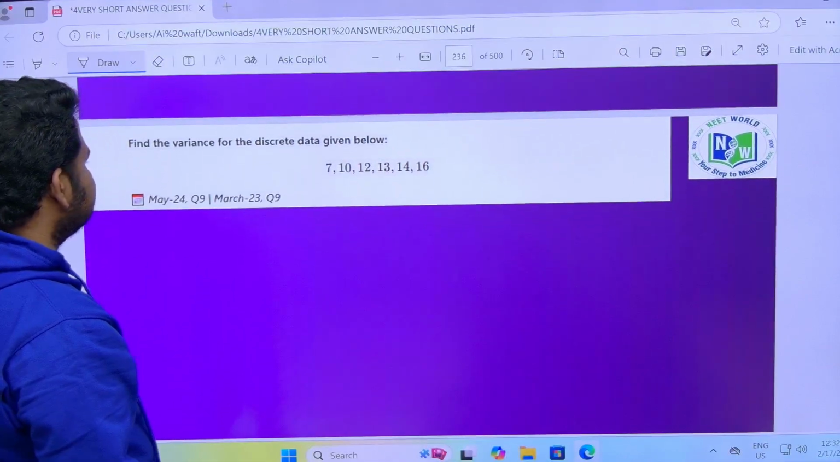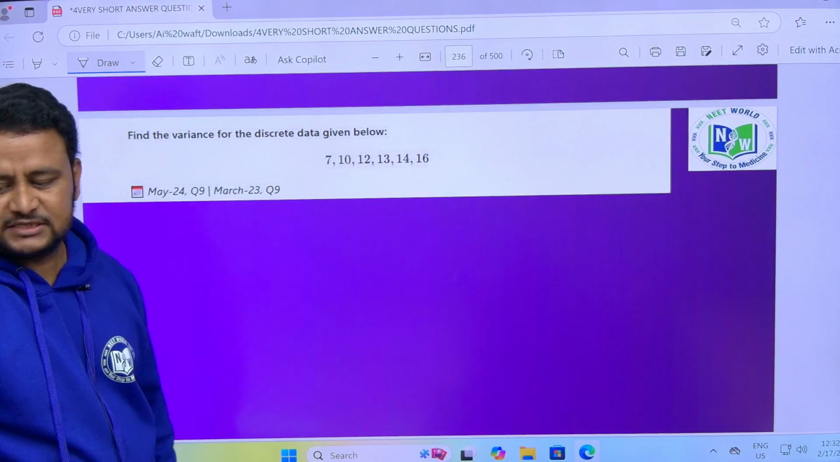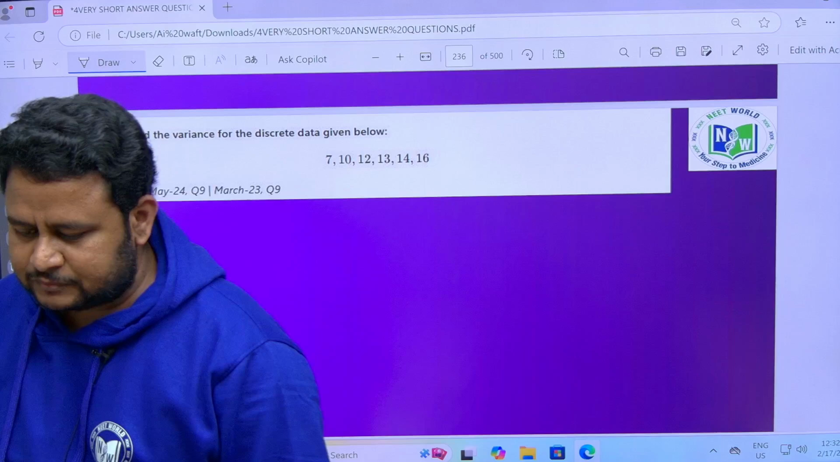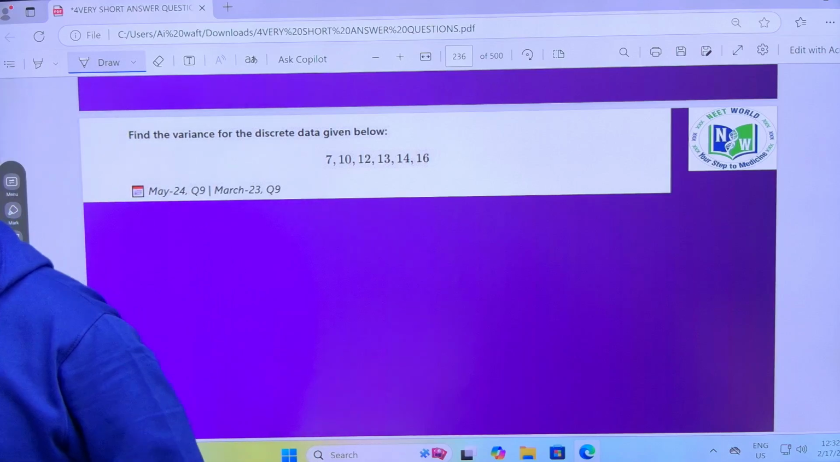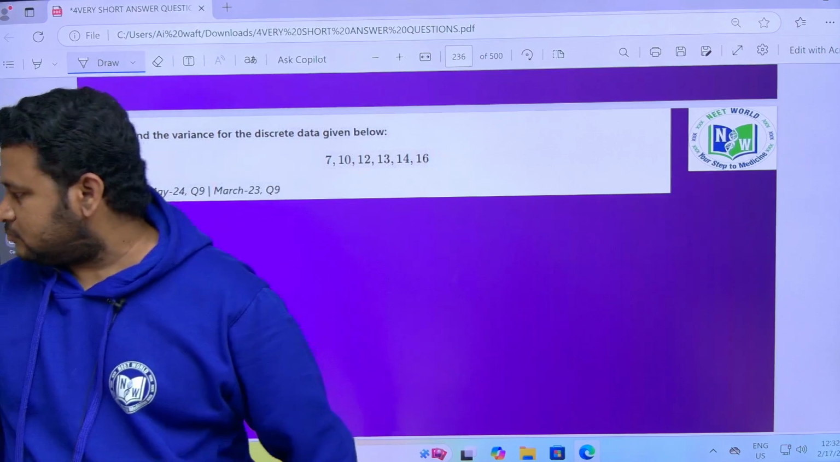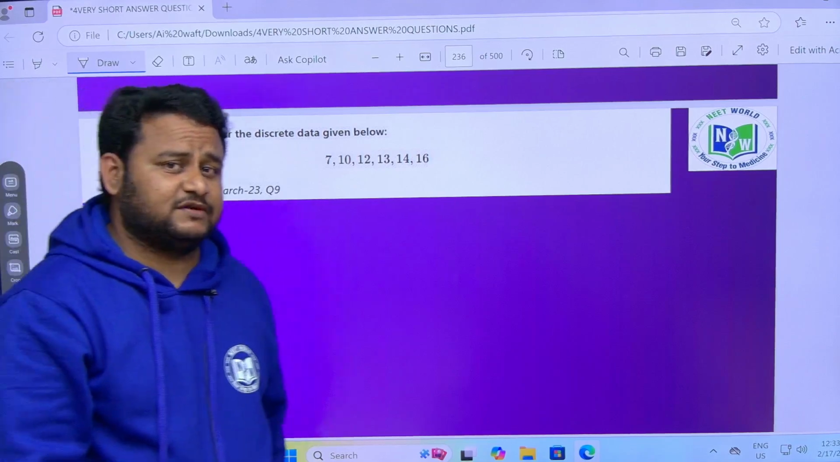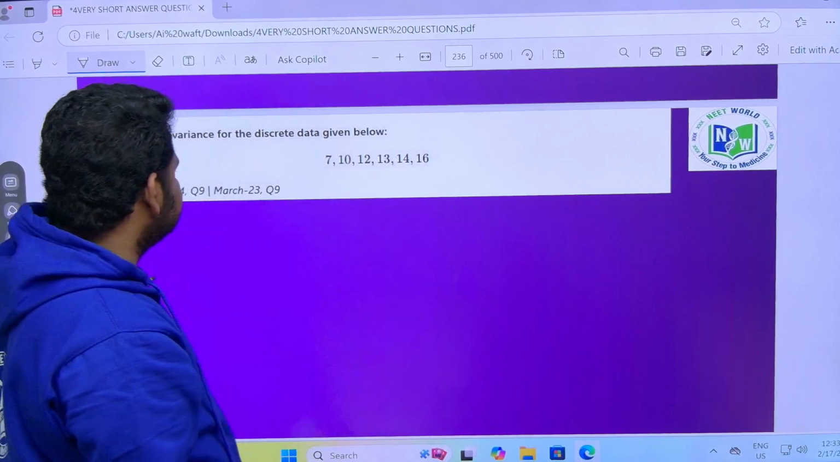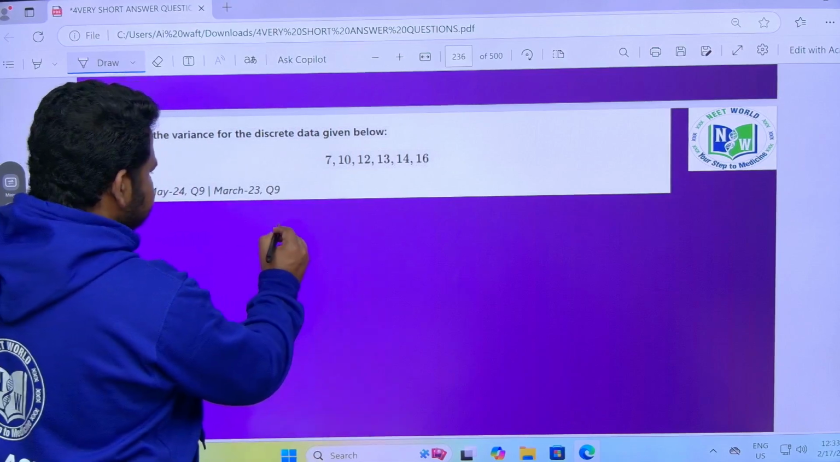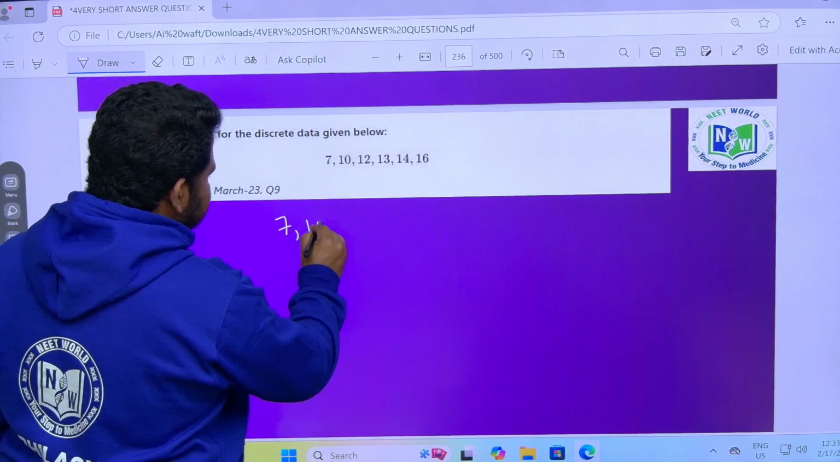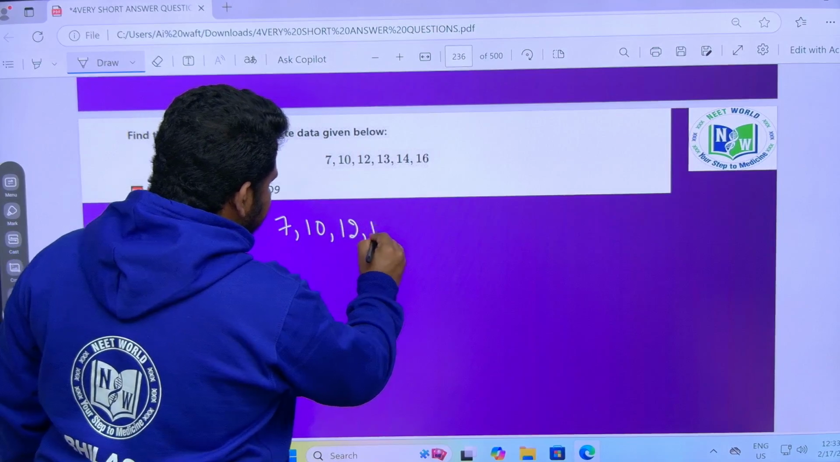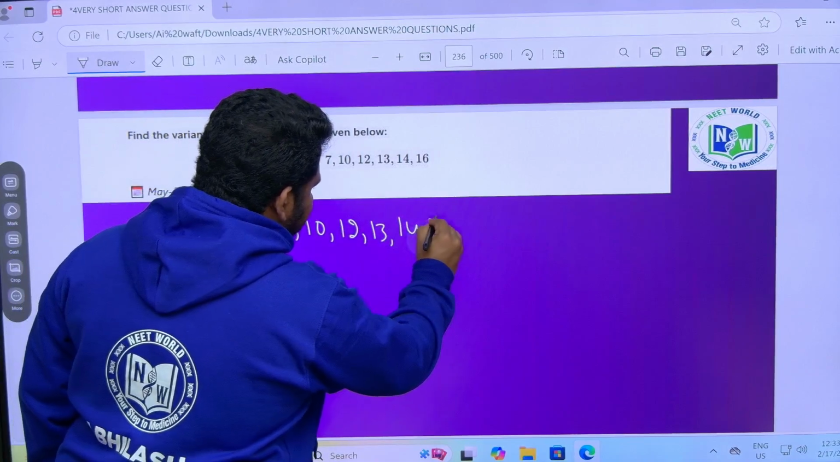Find the variance for the discrete data given below. They are asking us to find the variance for the discrete data that is given below. So how to find the variance? What is the data that they have given?